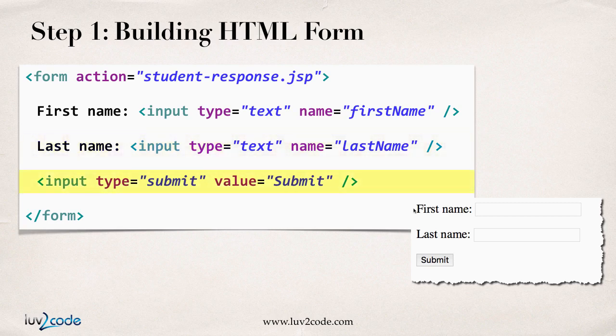And then finally, for our submit button, we set up an input type. So we say input type equals submit, and then we give the value of submit. The value portion here is really just the label that you'll see on the submit button. But once they hit the submit button, that data will actually be sent over to the appropriate JSP page for processing.